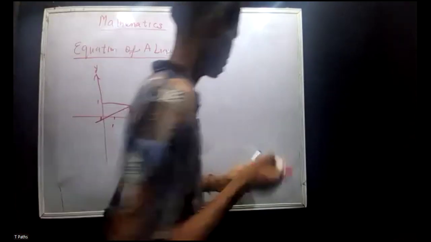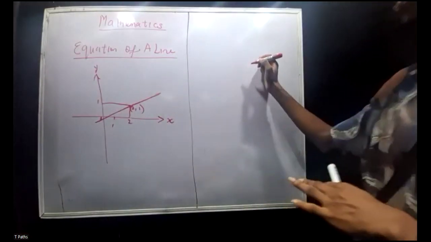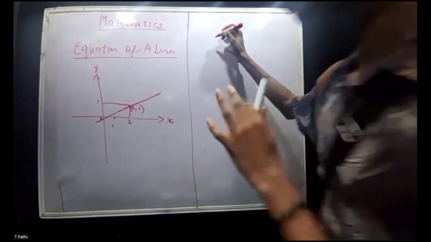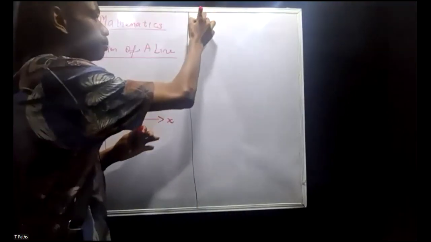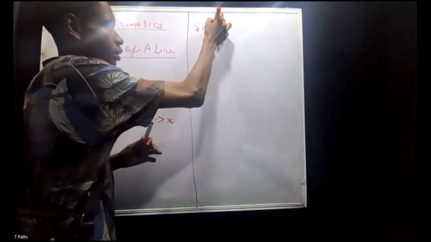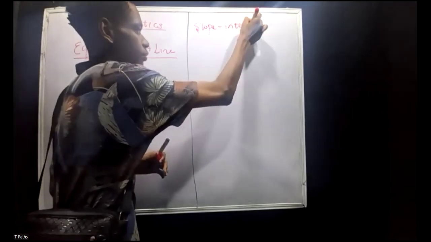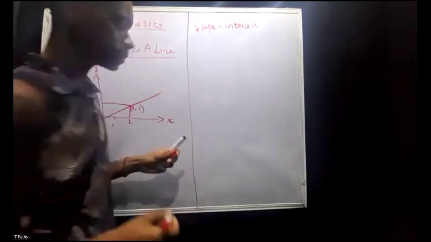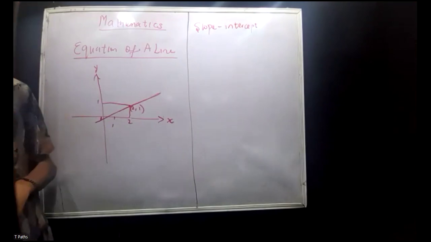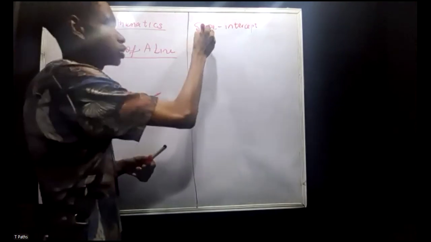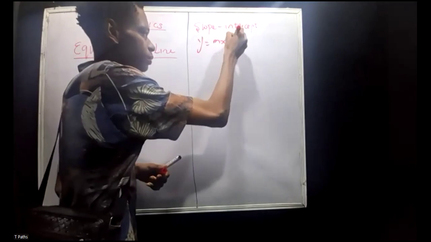Now if I want to write the equations of the line, there are 4 forms of equations of a line. There is the slope-intercept form, and there is the 2-point form. Okay, so I'm going to write it down. The slope-intercept form simply means there is both the slope and the intercept in it. So the equation is y equals mx plus c.